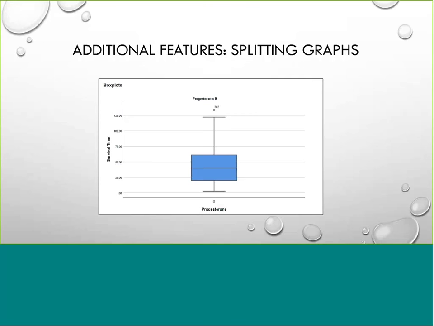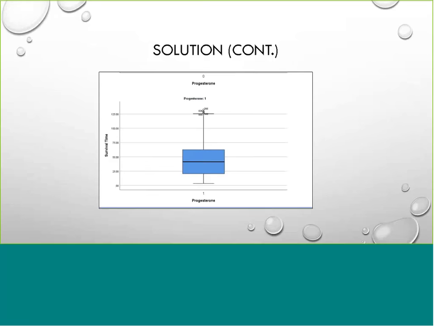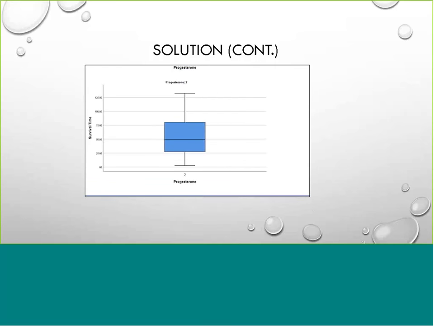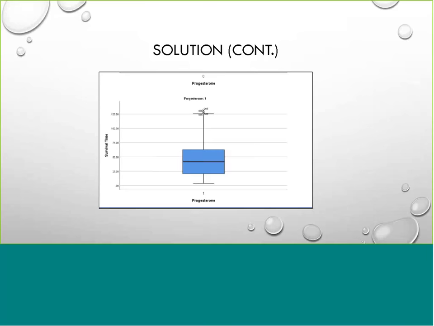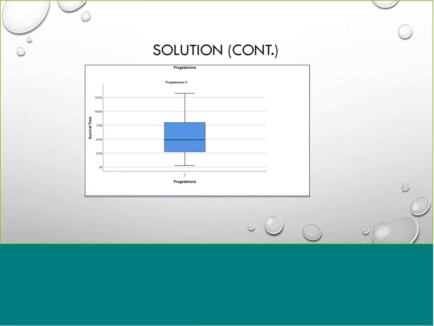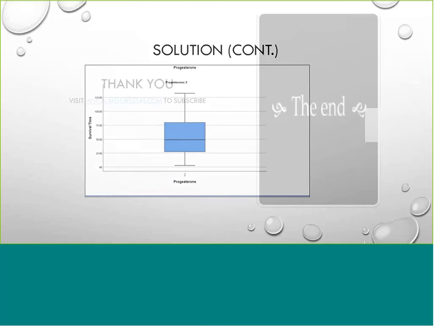analysis. Here's another thing you could do: run a graph, generate a graph, okay, and split it by the variable. So once that splitting feature is on, it will work for any analysis that you run. And I just want you to notice that, okay, for each graph here, you have a different level of progesterone that's being illustrated in terms of survival time.